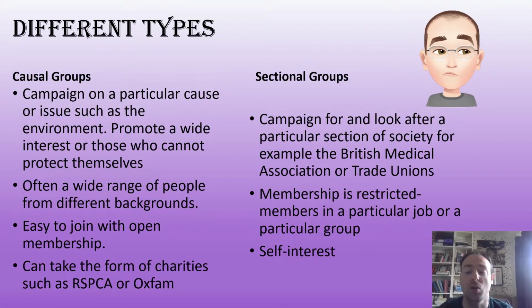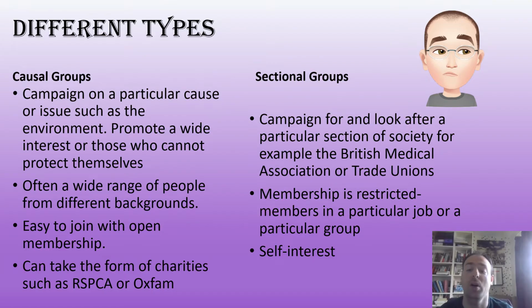Right, so there are two essential different types of pressure group. You get cause groups that campaign on a particular issue or cause. A really good example of that is the environment. So they are promoting quite a wide interest, or they are representing groups who cannot protect themselves. So you might get groups like Amnesty International, who are looking after the interests of those who can't do it themselves. Now, membership is often made up of a very wide range of people from a whole range of different backgrounds. They can be international as well as nationally based. They're generally very easy to join, have a very open membership, and sometimes they take the form of charities. Some good examples of that are the RSPCA or Oxfam. So a cause group is looking at a particular cause or issue.